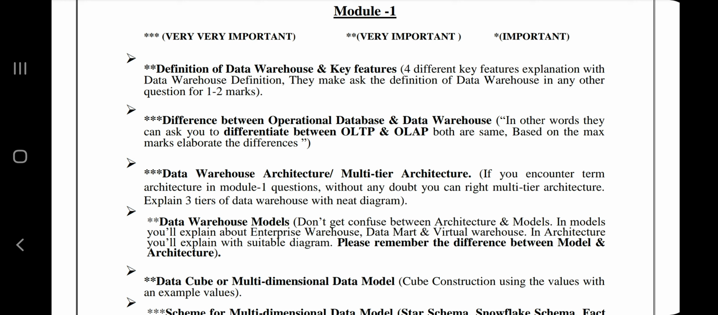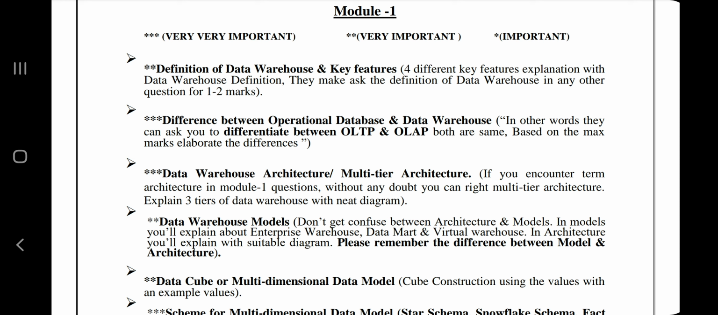In module 1, as you can see, the important concept is the definition of data warehouse and its key features. This PDF can be found in the description link. There you have the 6M PDFs link. If you go in that link, you will get the super important folder. In the super important folder you can find this PDF, and the notes I am referring to can be found in the same link. There is a folder called 18CS 641, the data mining subject code. There you can find the notes which I'm going to refer.